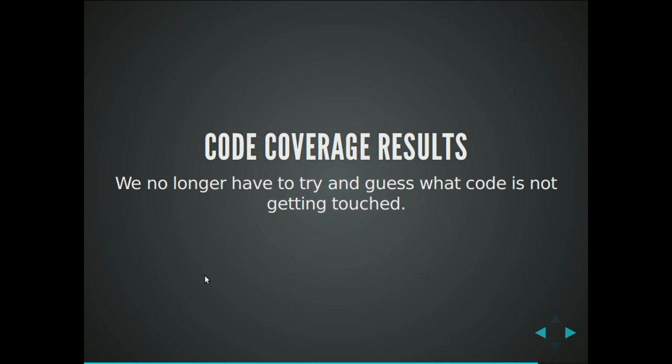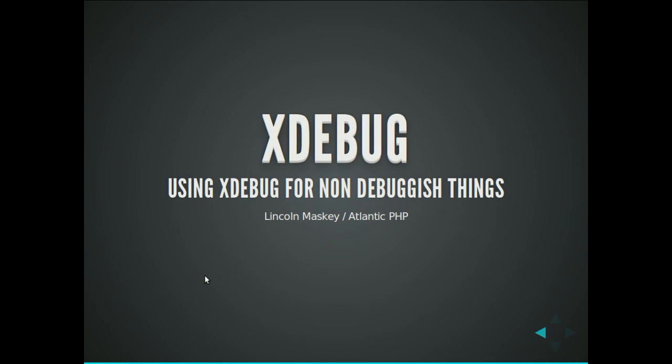So again, with code coverage results, we no longer have to try and guess what code is not getting touched. We have this visual representation. The code coverage reports from PHPUnit are spectacular because it also tells you this function has 61% of the lines touched, this function has so much, and so on. So that's kind of cool as well. And that's it.